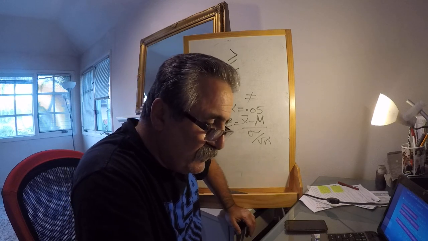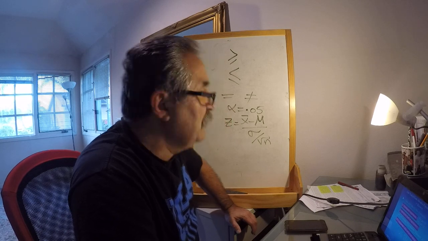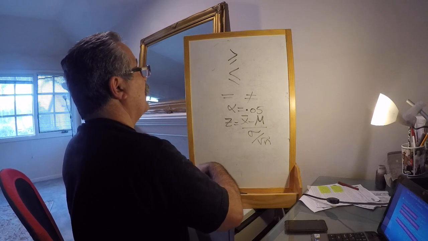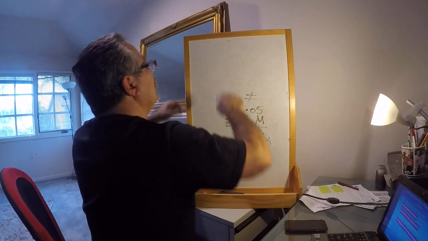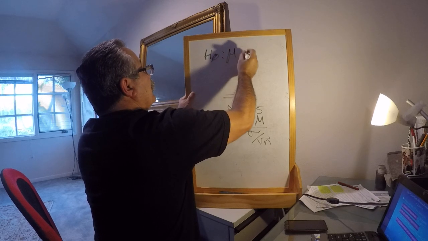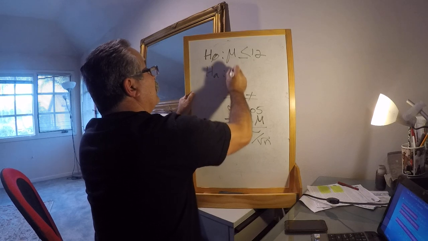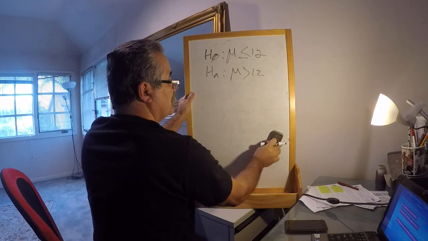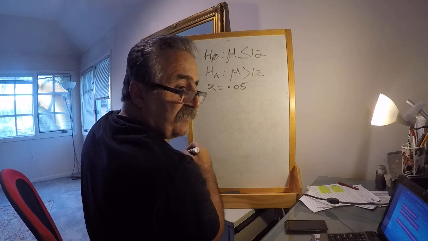Now if we go to step number 1, develop the hypotheses. They want to reach the goal, so H0: mu less than or equal to 12, and Ha: mu is greater than 12. This is step number 1. Step number 2, specify the level of significance. Alpha is equal to 0.05.